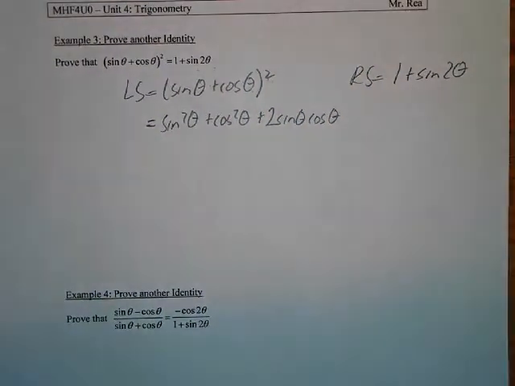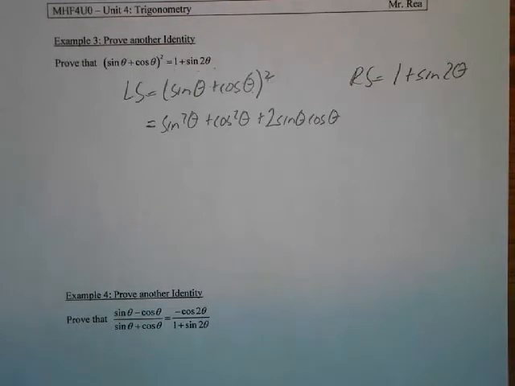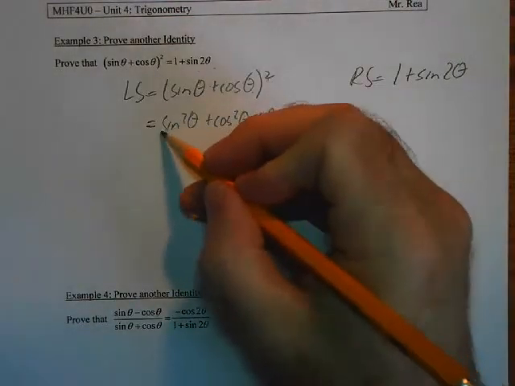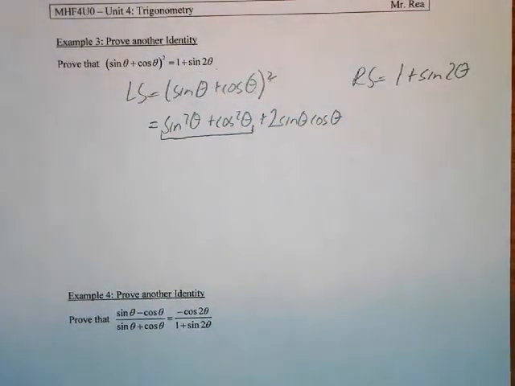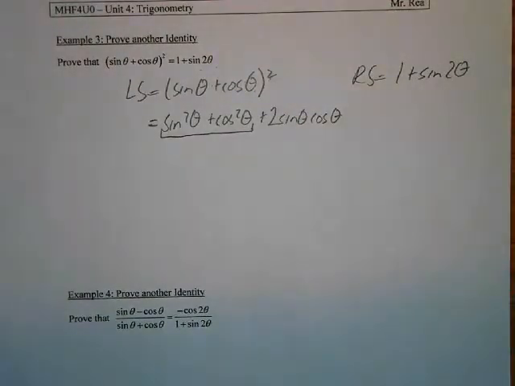Okay, now here's where you need to start recognizing your identities, because there's actually 2 of them right here. First one should be fairly straightforward, and that's sine squared theta plus cos squared theta. Well, that's just your Pythagorean identity, so that's 1.